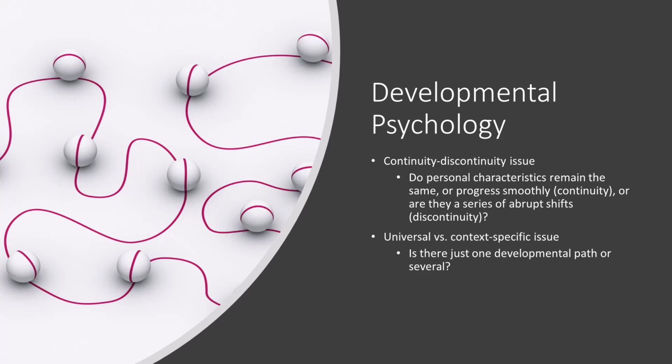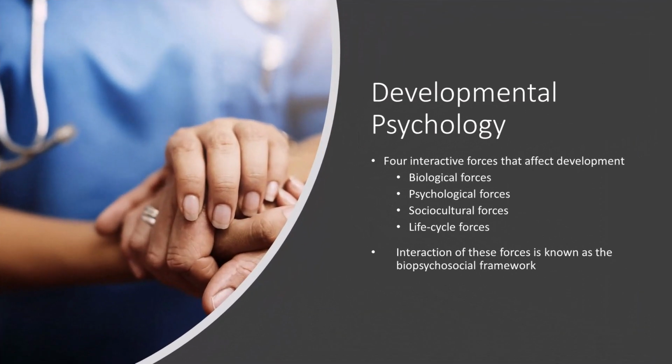The last issue that will come up is universal versus context-specific issues. Now, the biggest question here is about how many developmental paths there are. Is there one developmental path or are there several developmental paths? And whenever you think about development, I want you to think about four forces that affect human development. That would be biological factors, psychological forces, your social context, and the life cycle forces.